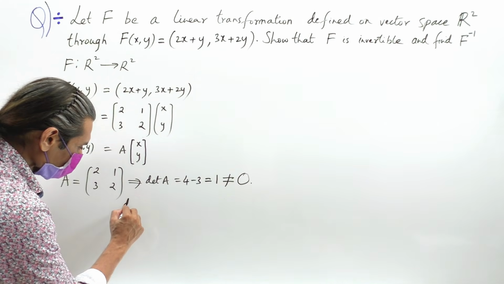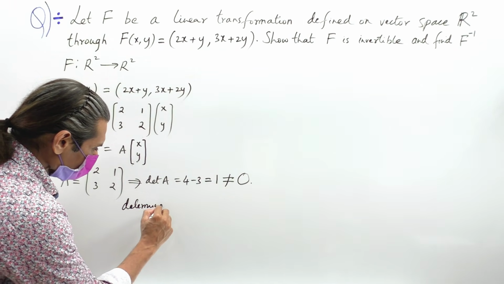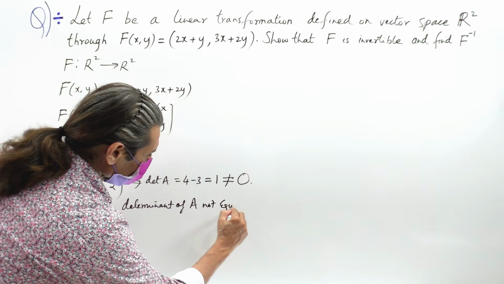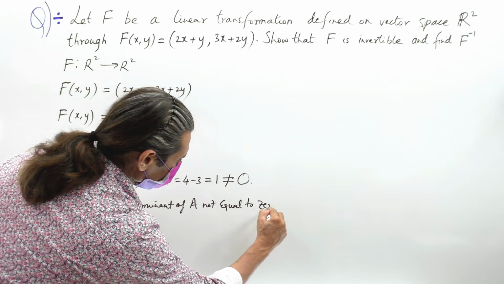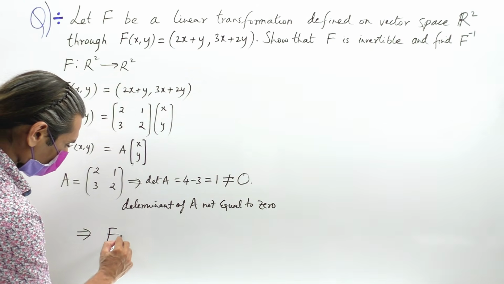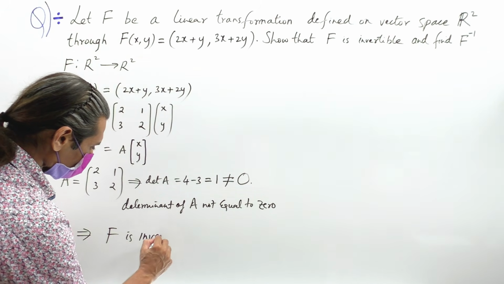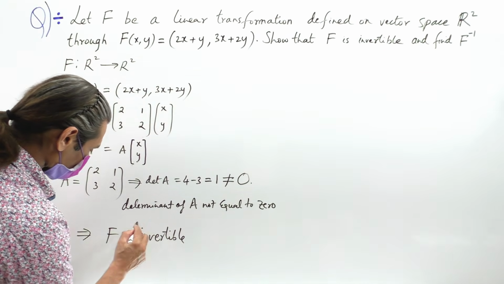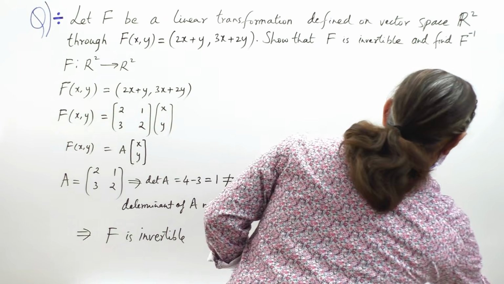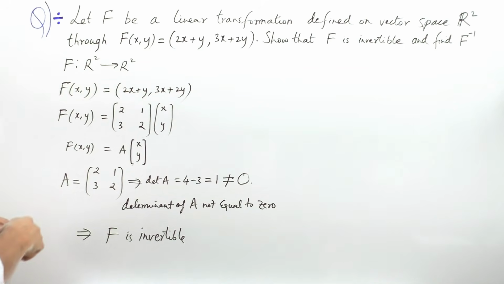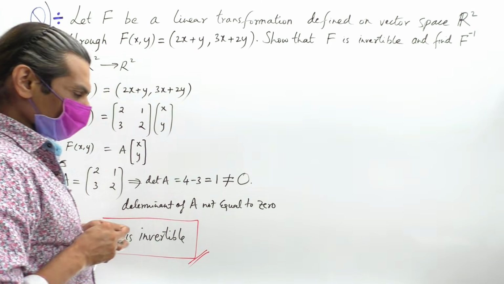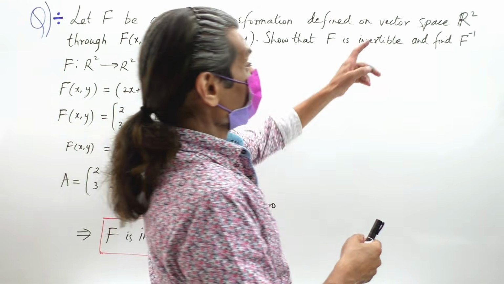That means I write here determinant of A not equal to 0. That implies therefore F is what? Invertible. Since the determinant is not equal to 0, F is invertible. That's all. So I prove the first part here. We showed that F is invertible. Very simple. Okay. Now the next part is find F inverse.